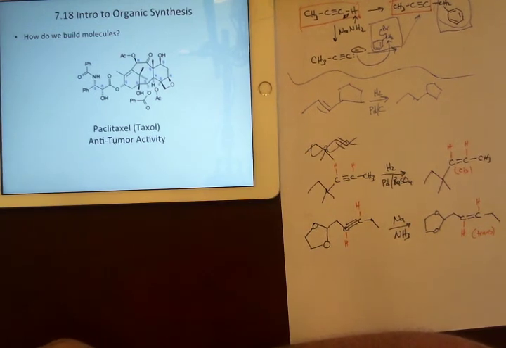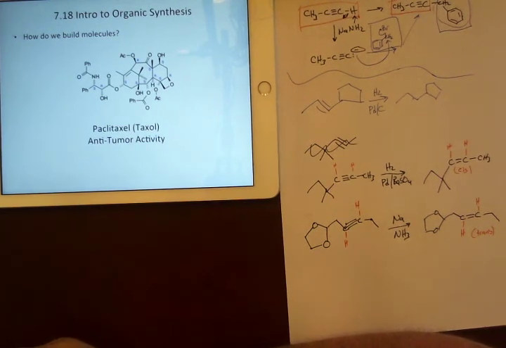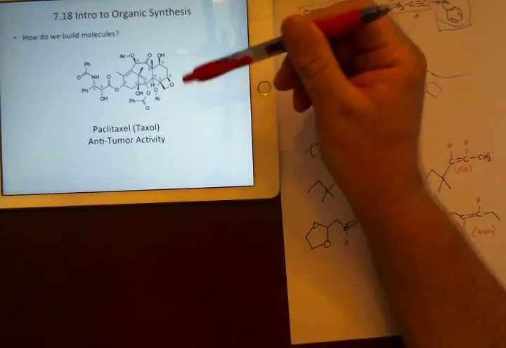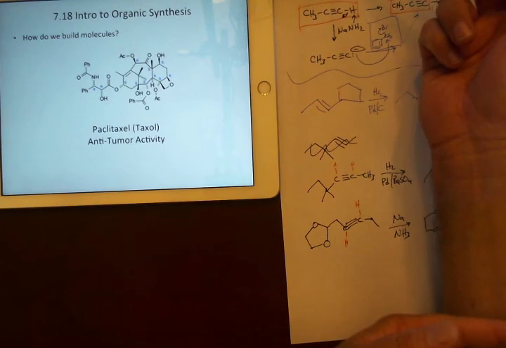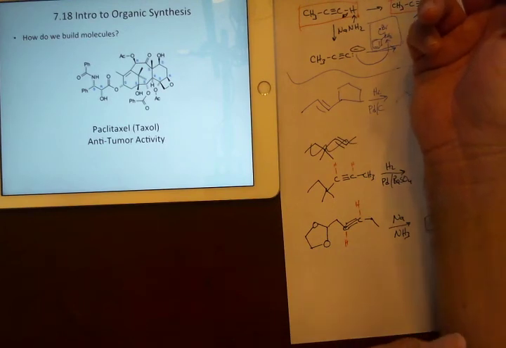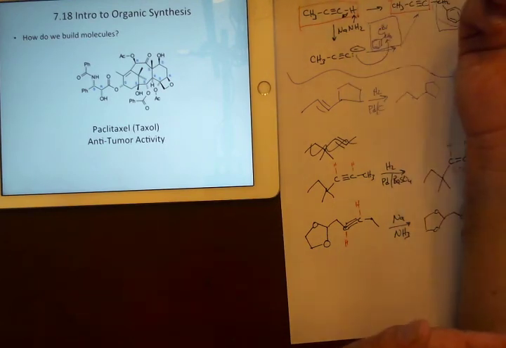The problem is, since it's isolated from the bark, if you strip all the bark off the tree, you are going to kill the tree. You can get the Taxol, but you can kill the tree. So there was a crisis, because yew trees take a long time to grow, like all trees. So what do you do? You can't just harvest all of the yew trees.